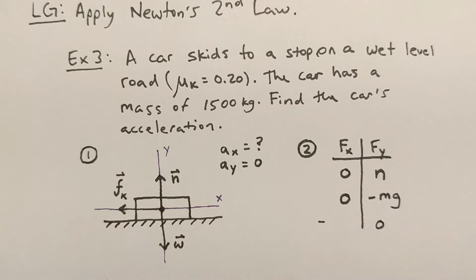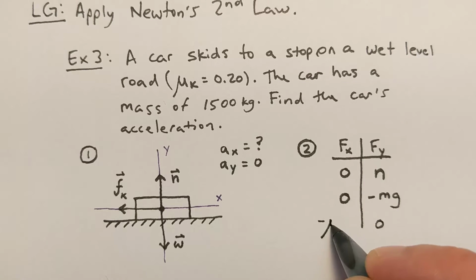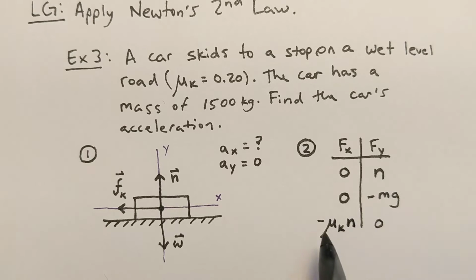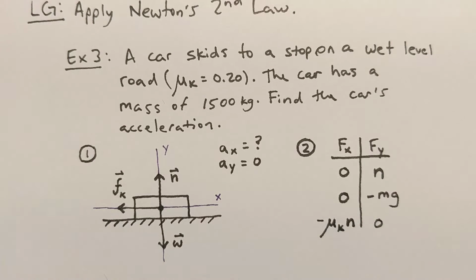The friction is calculated as the coefficient of friction, mu k, times the normal force. Again, negative sign out front because it points in the negative x direction.